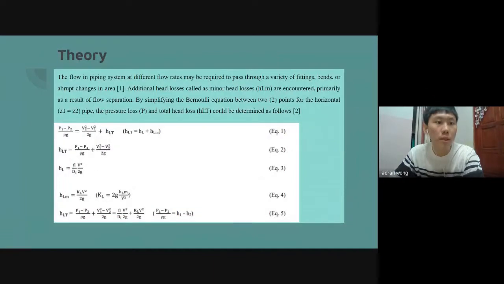Next, we got the theory. The flow in a piping system at different flow rates may be required to pass through a variety of fittings, bends, or abrupt changes in area. Additional head losses called minor head losses (HLM) are encountered, primarily as a result of flow separation. By simplifying the Bernoulli equation between 2 points for a horizontal pipe, Z1 equal to Z2, the pressure loss and the total head loss HLT could be determined as follows. Below are equation 1 to equation 5.